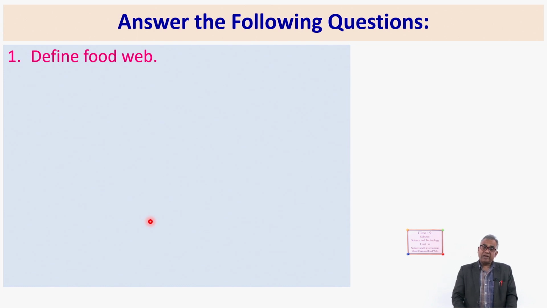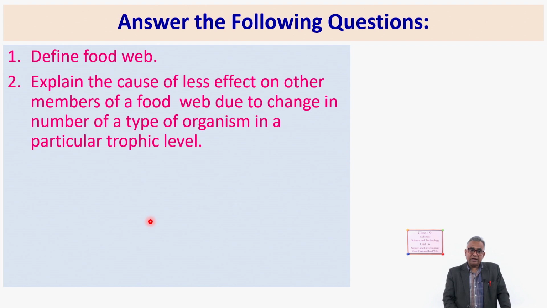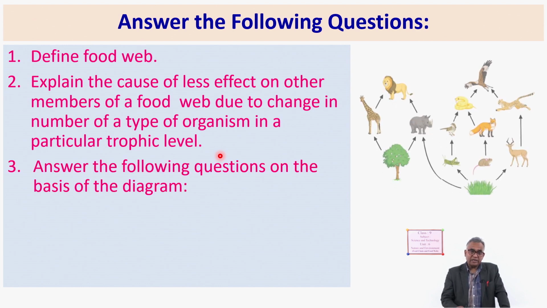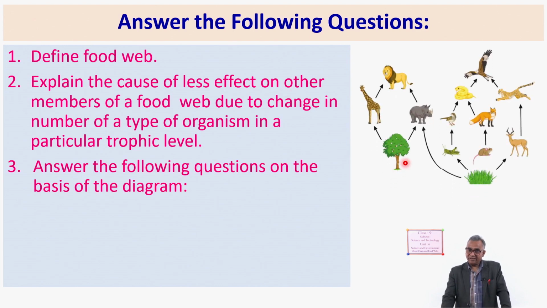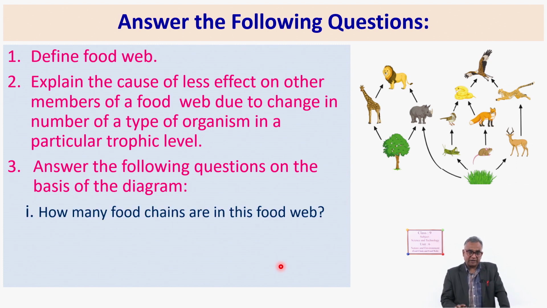Okay. Now some other questions are here which you have to copy and write answers to later. First one is define food web. Just note down the question. Next one is explain the cause of less effect on other members of a food web due to change in number of a type of organism in a particular trophic level. Okay, next one is related with a diagram. Here the diagram is also shown in 2 parts. Yes, part 1, part 2. So answer the following questions on the basis of the diagram.